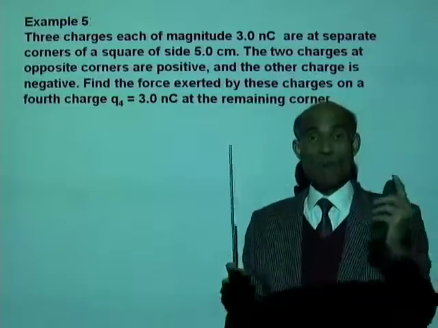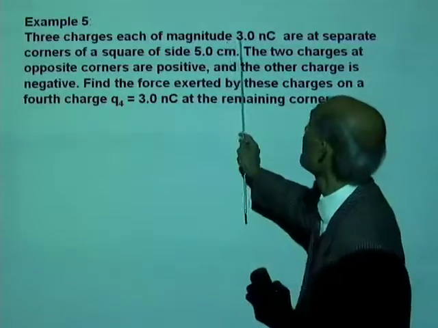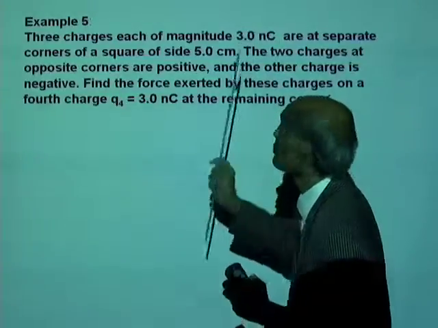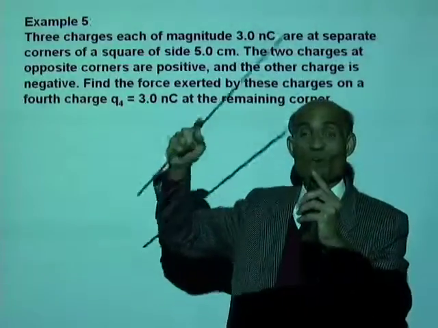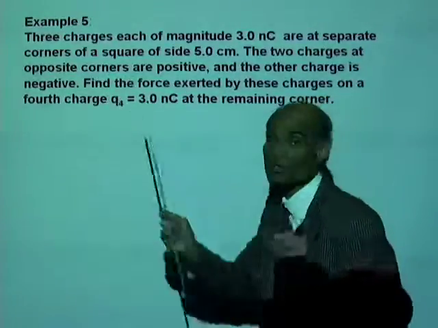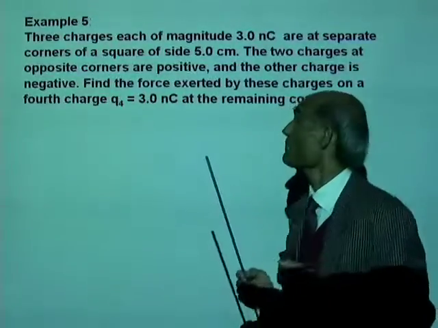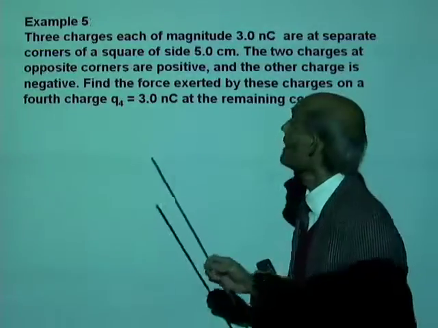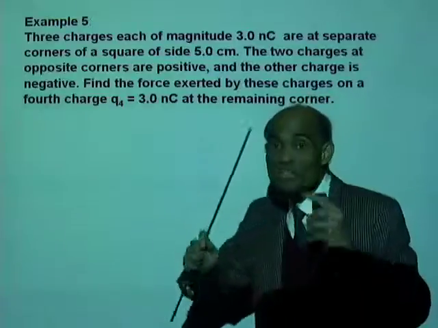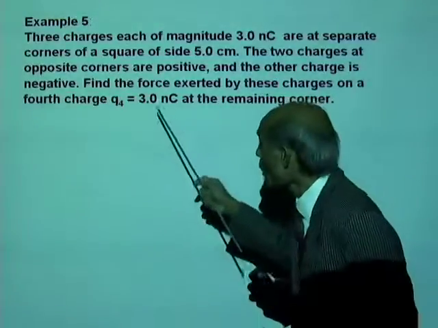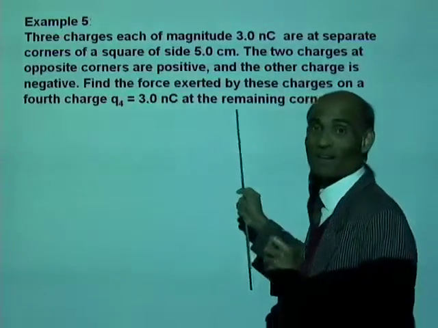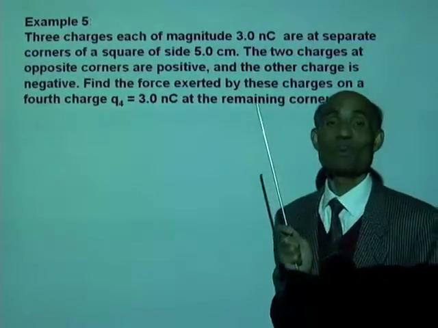You have a square. You have 3 charges of 3 nanocoulomb at 3 corners of the square. The 2 of those at the opposite corners are positive, and you need to find the force exerted by these 3 charges on a 4th charge of equal quantity placed at the 4th corner.